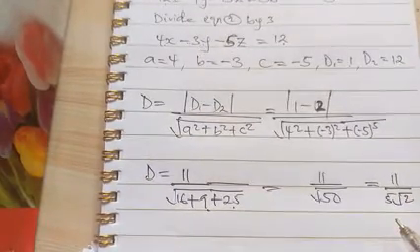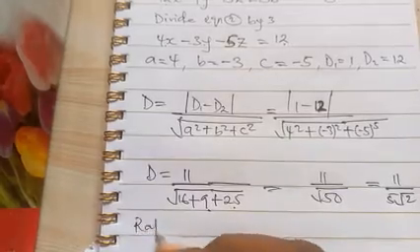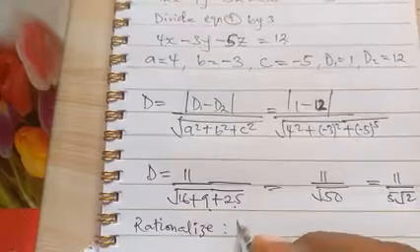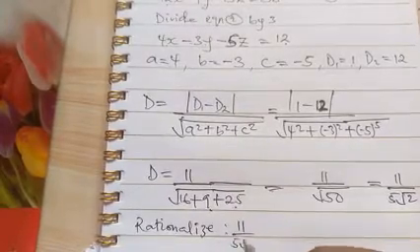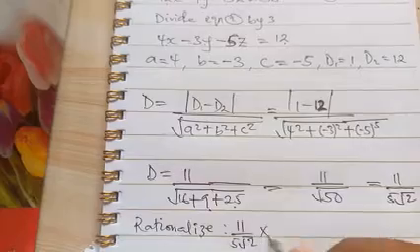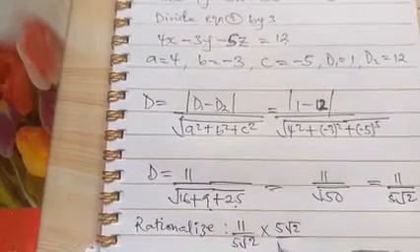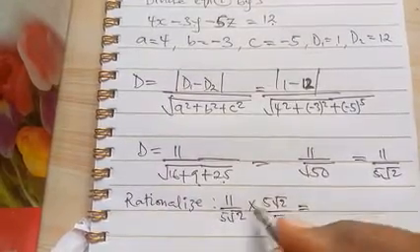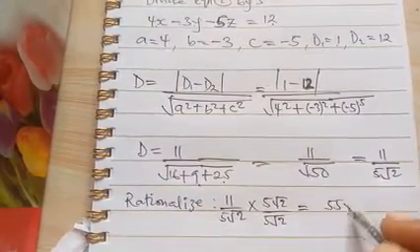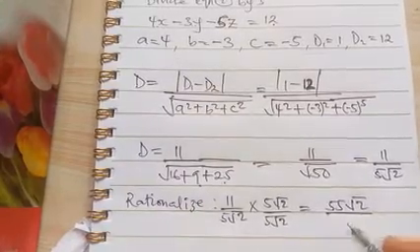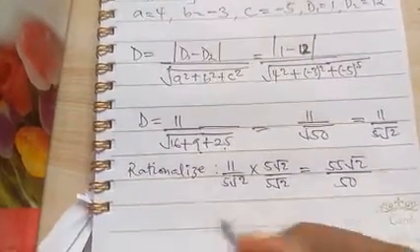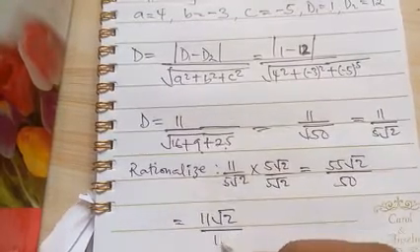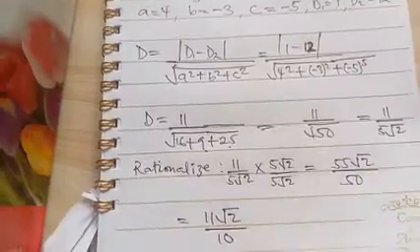Having a surd as a denominator, we can rationalize. If we rationalize, we have 11 over 5 root 2 times 5 root 2 over 5 root 2. So that we're going to have 55 root 2 over 50. And when we resolve that, we're going to have 11 root 2 over 10. That's the final answer.